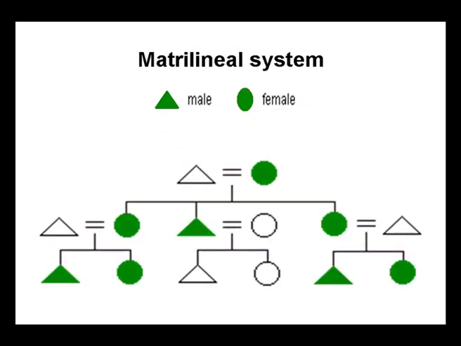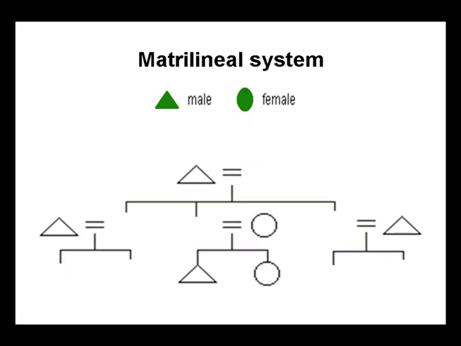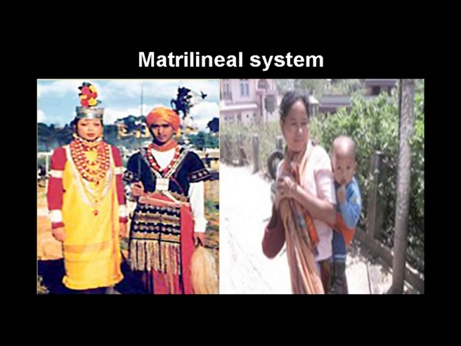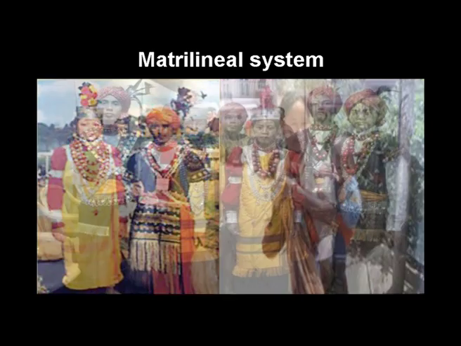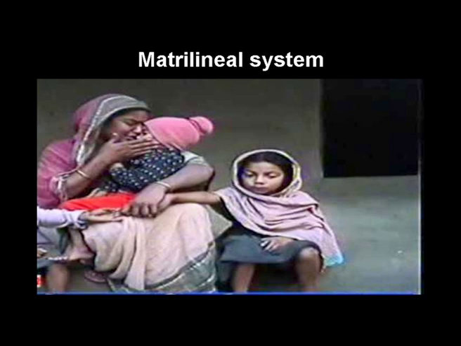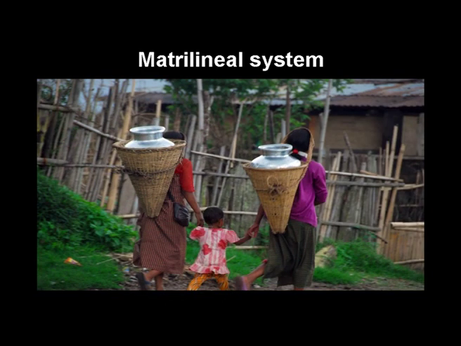In the matrilineal system, female is the basis of ancestry. The lineage is traced from the mother to the daughter and through the female line. The rights of each member of the family depend on their relation to the female head. Among the Khasis and Garos of northeast India, descent is traced through female line and property is inherited from mother to daughter.